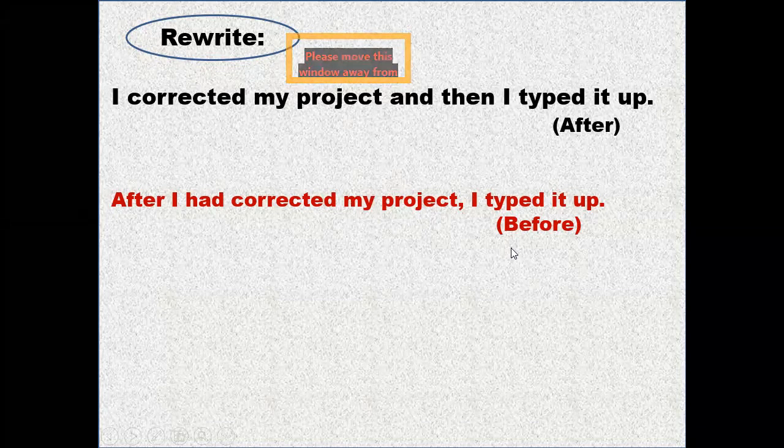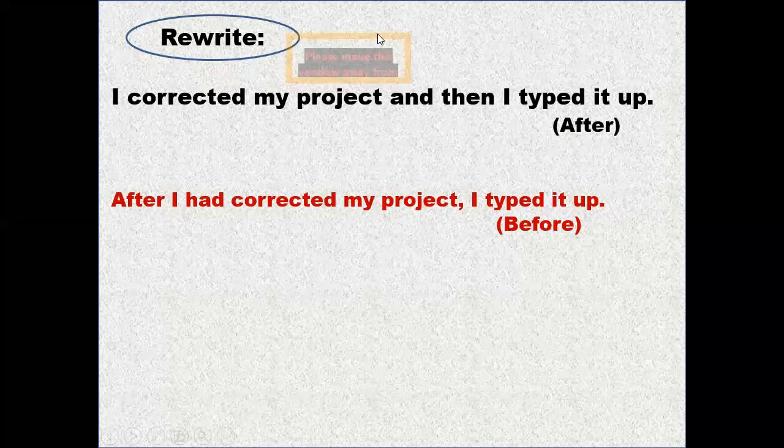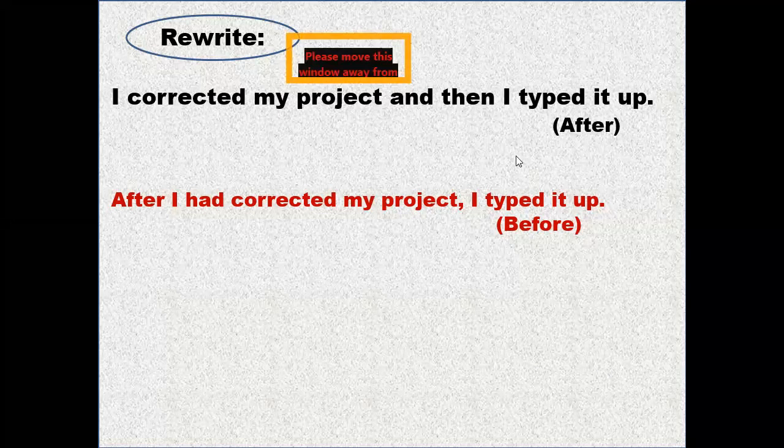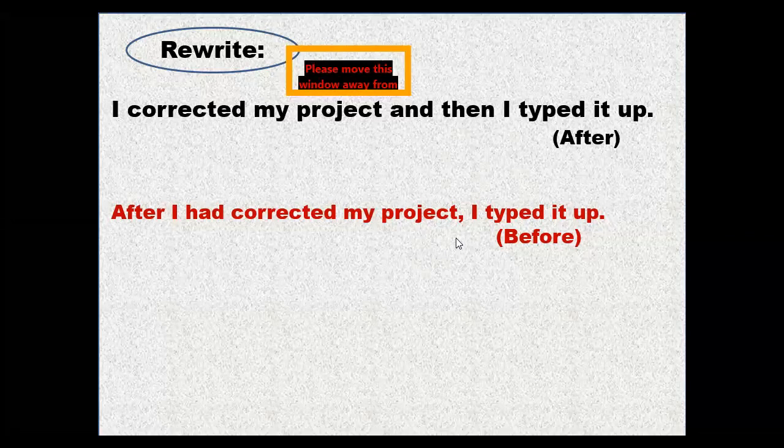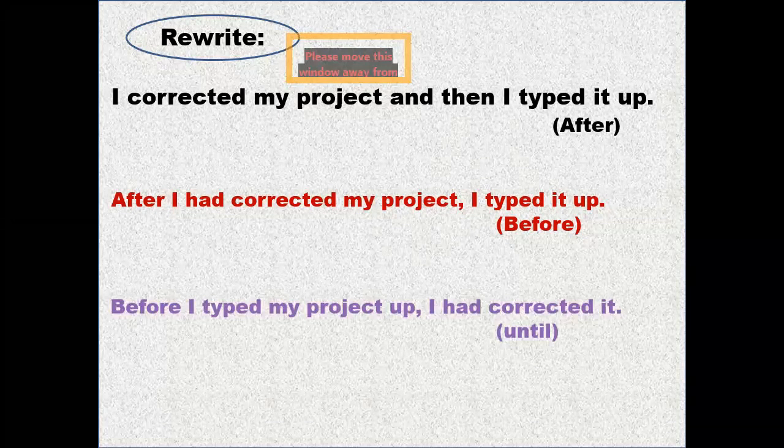Who can use in this sentence before? Before is followed by past simple, not by past perfect. So I will change the places. Who knows the answer? Yes, Hannah. Before I typed my project up, I had corrected it. Excellent. Well done. Before I typed my project up, I had corrected it.